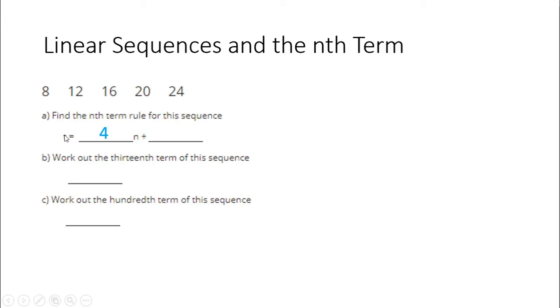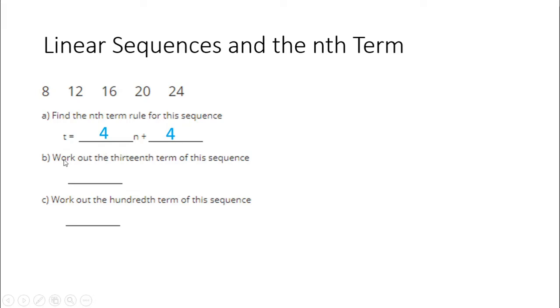So for the first term, t is equal to 4 times 1, which is just 4. I need to add my adjustment, which is 4. For the first term, 4 times 1 is 4, plus 4 would make 8. For the second term, 4 times 2 would make 8, plus the 4 makes 12. So that's what my adjustment was. That's my formula: t equals 4n plus 4.